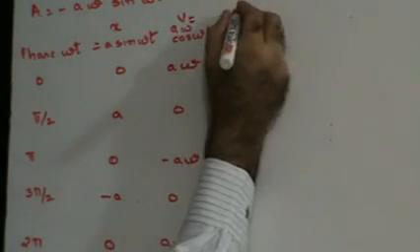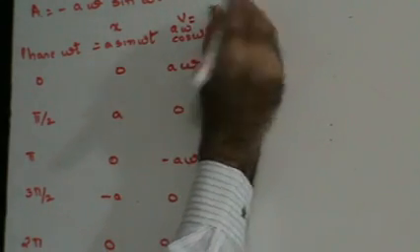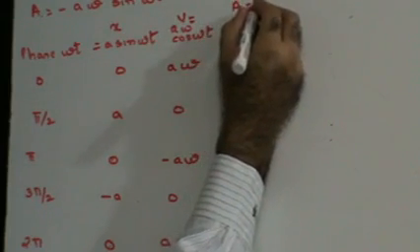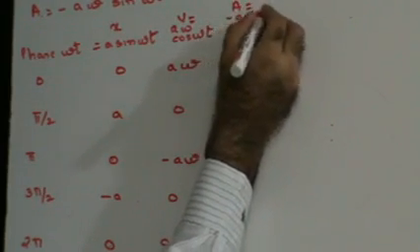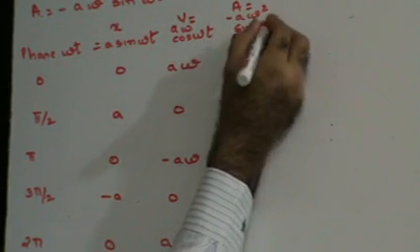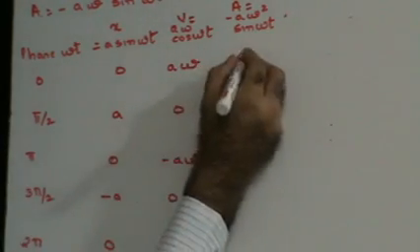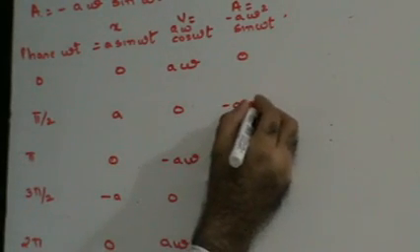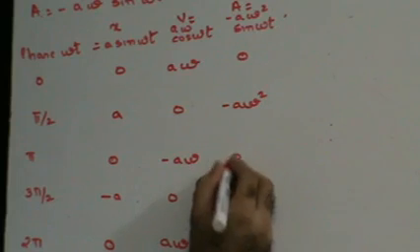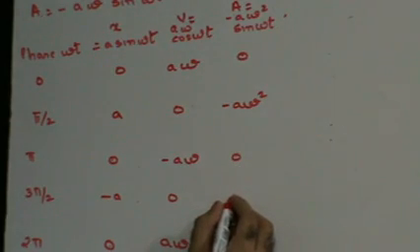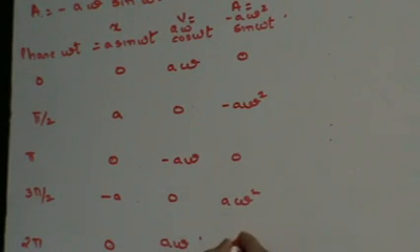Right? Next, acceleration. Acceleration is given by the formula minus A omega square sin omega t. Right? Now we know that sine of 0 is 0. If sine of 0 is 0, that means this will be 0. 90 will be minus A omega square. 180 will be 0. 270 will be minus A omega square into minus 1, that is going to be A omega square. And 360 is going to be 0. Now let's try to graphically represent this.